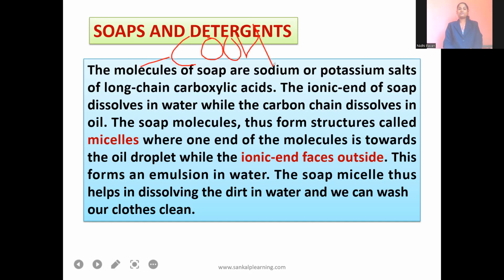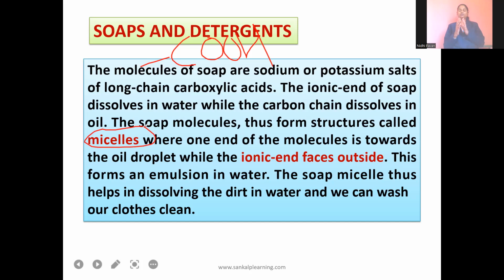The ionic end of soap dissolves in water while the carbon chain dissolves in oil. So we know that it is made up of a carbon chain along with the acid. The ionic end, the end which has an ion or a charged particle, dissolves in water. And the other end, which has a carbon chain, dissolves in oil. The soap molecules thus form structures called micelles. What are micelles? We will see in the next slide.